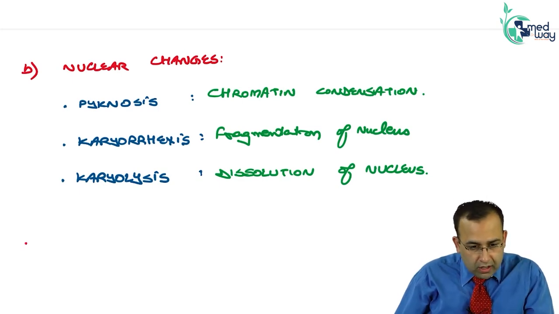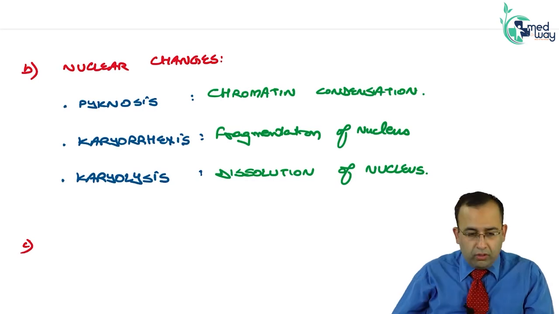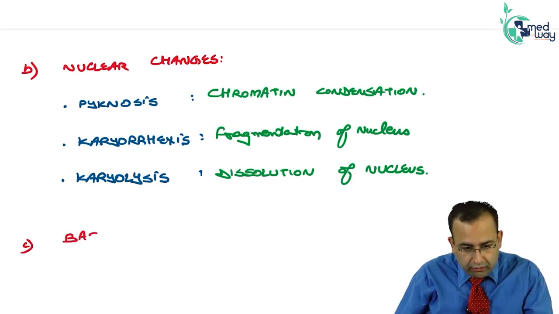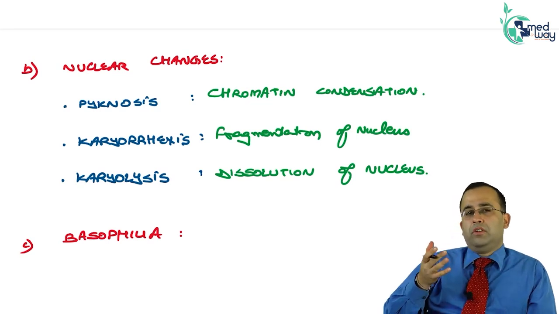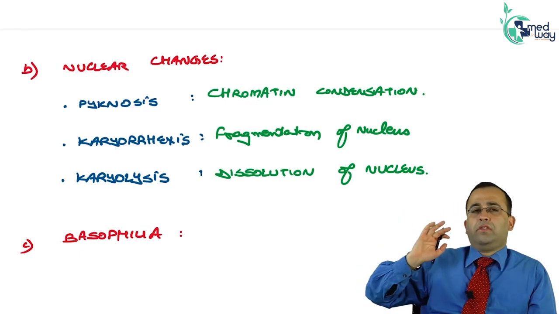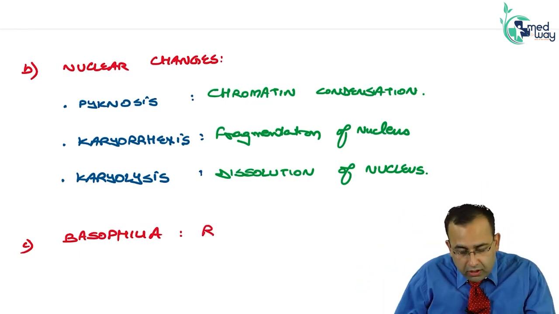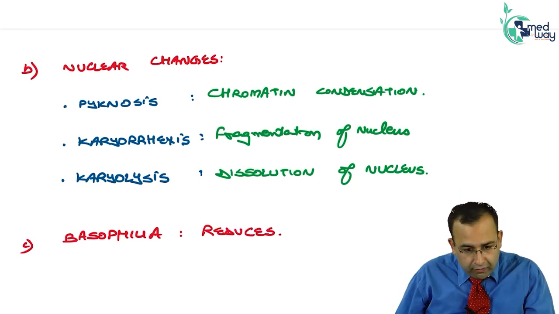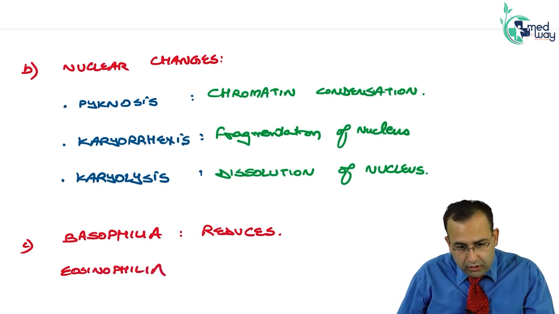And lastly, I want you to tell me this. What will happen to basophilia and eosinophilia? Nucleus is blue in a cell. Nucleus क्या है? Nucleus is blue. Nucleus condense होके fragmented and dissolved. So basophilia reduces, versus eosinophilia, which increases.